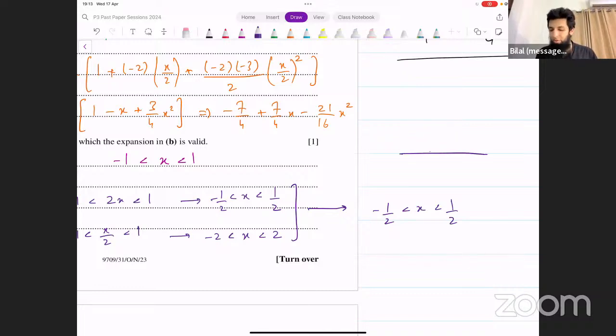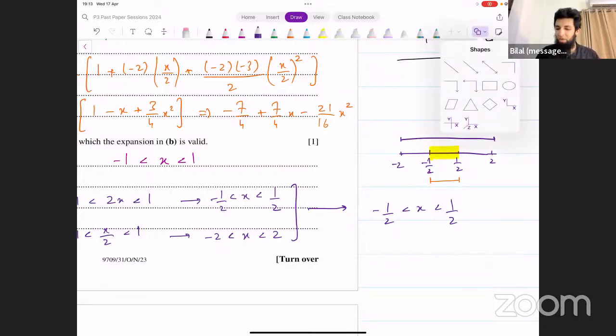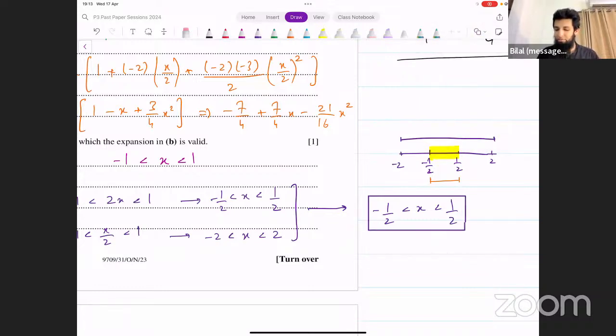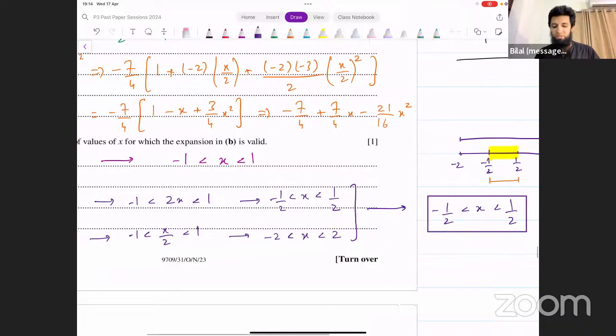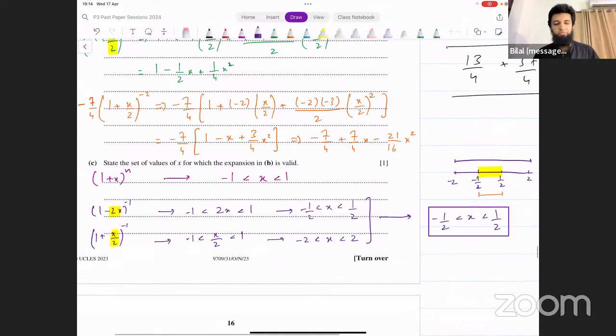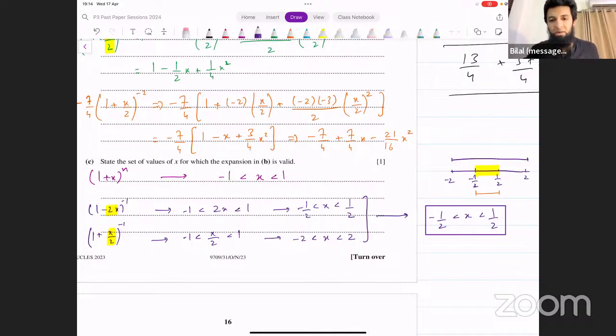If you draw it in a number line, this is -1 over 2, this is 1 over 2, this is -2, this is +2. One is valid for this part, and the other is valid for only this part. For this part, therefore, both are valid. So that's our final result. We say x is supposed to be between -1 over 2 and +1 over 2. These are the values of x for which this expansion is going to be valid. Does that make sense to everyone? Is that okay?